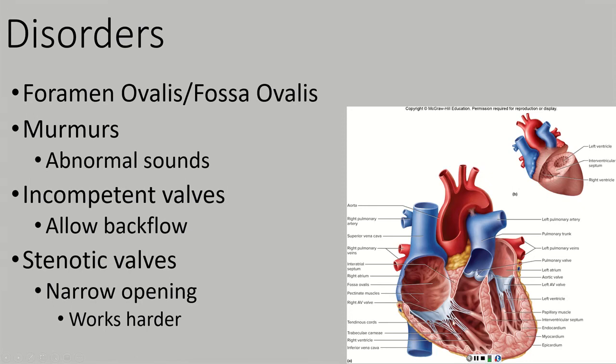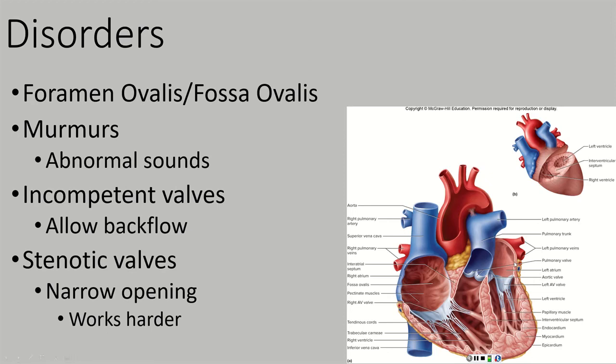So real quick, on the right side of the heart, we have the superior vena cava and the inferior vena cava, which return blood to the right atrium from the rest of the body. Then blood flows into the right ventricle, and when the right ventricle contracts, it pushes blood up into this vessel called the pulmonary trunk. The pulmonary trunk immediately splits into left and right pulmonary arteries, and those arteries take blood to the lungs.